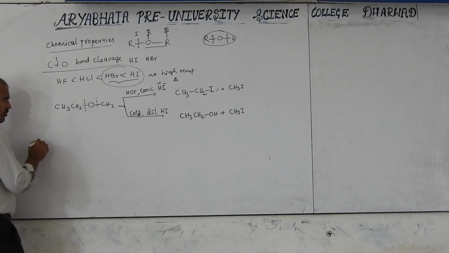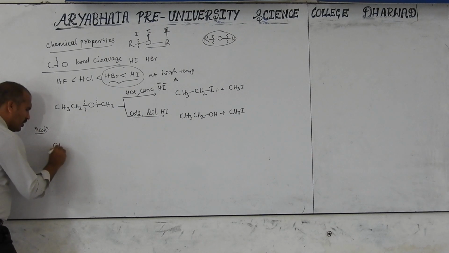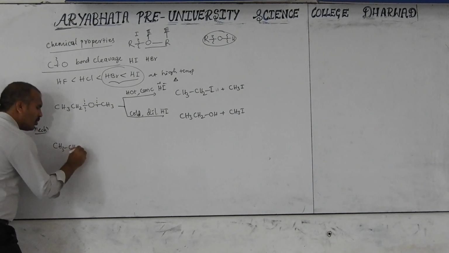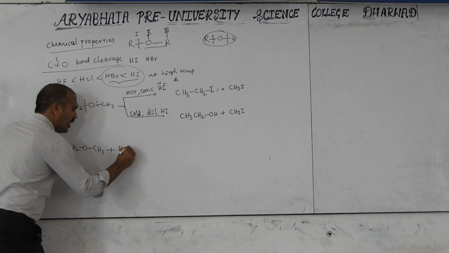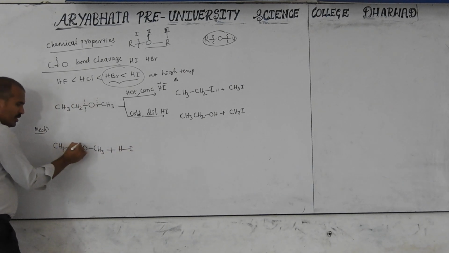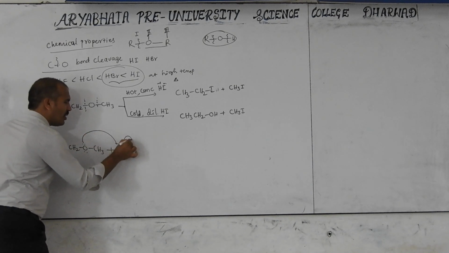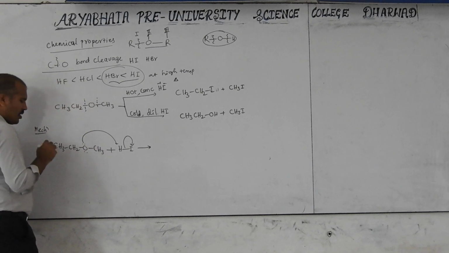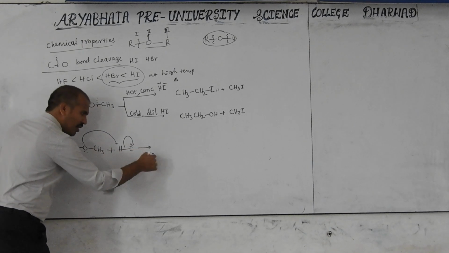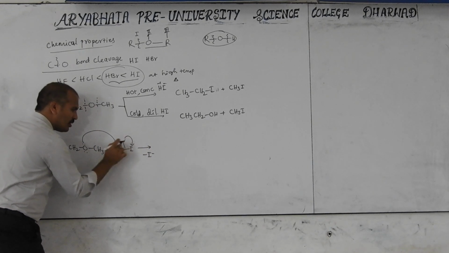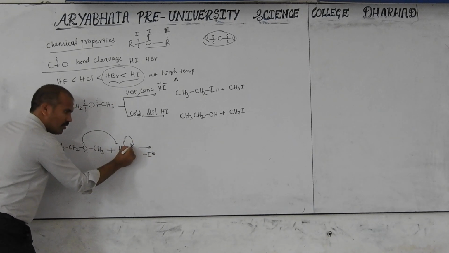I will use the first mechanism. See, CH3CH2OCH3. Now we are treating with HI. The oxygen is the base part, I mean nucleophile character. It will take this H plus, and I minus is eliminated. This I minus gets the negative charge, and this oxygen will get the positive charge. The I minus is eliminated due to this arrow.